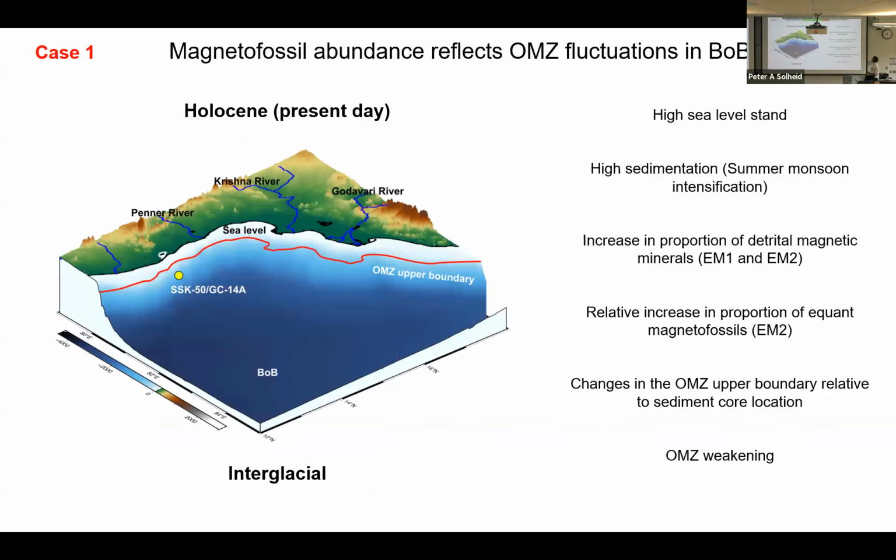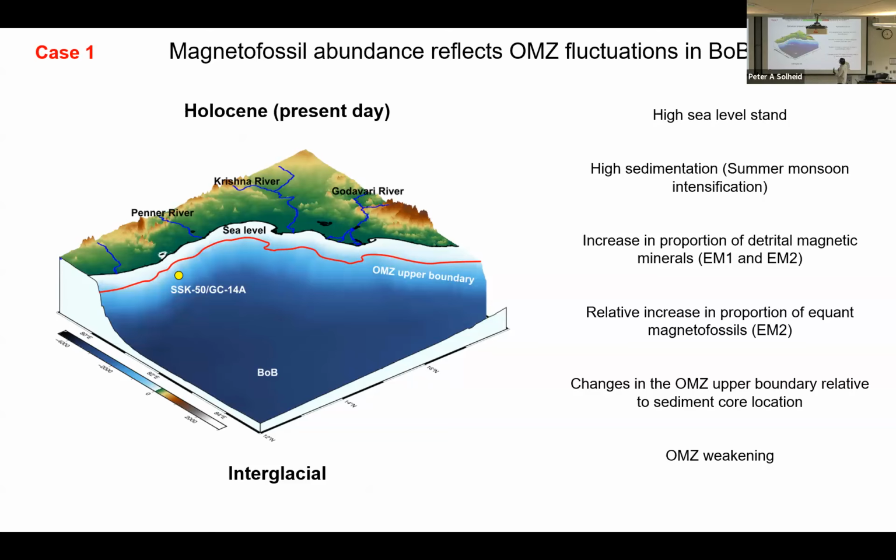So in case one, during the Holocene, as we know, the summer monsoon has intensified, and this is the present day sea level, and the red line is the oxygen minimum zone upper boundary for the Holocene time period. Because of the intensification of the summer monsoon, we have higher sedimentation from both the local rivers and from these KG rivers, which mostly flow through the Deccan basalt. So we can expect that they will bring more of a magnetite, titanomagnetite rich flux.